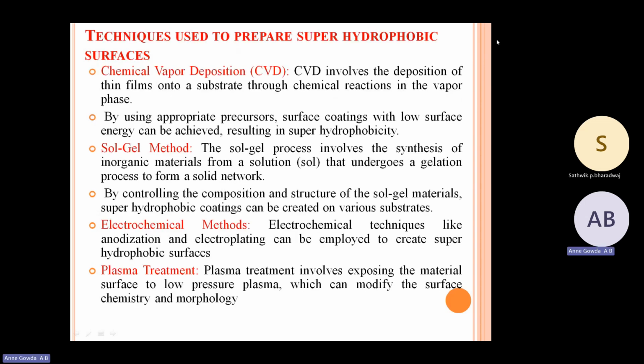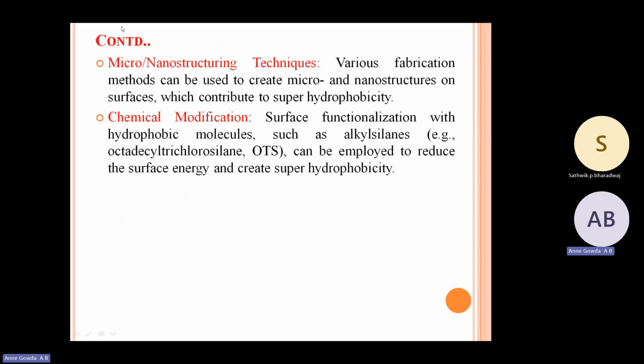And what are the processes? These are the processes to create super hydrophobic surfaces: chemical vapor deposition, the solution and gel method, electrochemical methods, and plasma treatment, so treating the surfaces with plasma, as well as micro and nanostructuring techniques. So creating the nanostructures on the surface so that it can create a high surface angle, and also chemically modifying those surfaces by coating with certain chemicals. These are a few techniques to convert a surface from hydrophobic into super hydrophobic in nature.